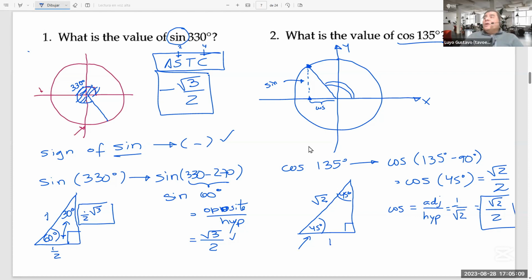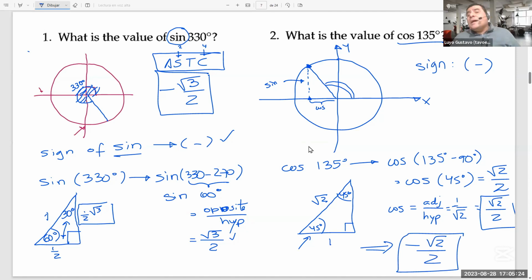But what about the sign? We know it will be negative because the angle is in the second quadrant. So the correct answer choice would be negative square root of 2 over 2. And that's it. So that's how you can calculate the sine and the cosine and also the tangent, of course. Let's see one more example.